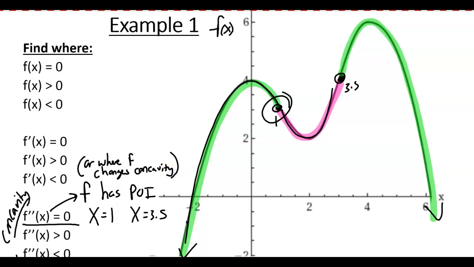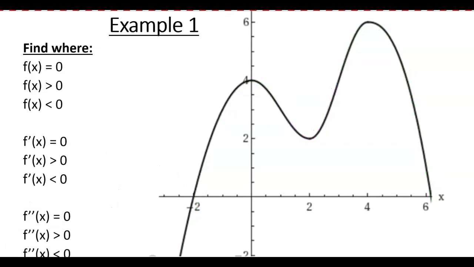Okay, so that's what we're looking for. Once again, we're comparing the graph of f to derivatives and second derivatives in today's lesson, and your job is to be able to look at a graph of a function and find where its derivatives and second derivatives are positive, negative, and 0, and also where that function itself is positive, negative, and 0. So these are y values, these are slopes, and these are concavities.